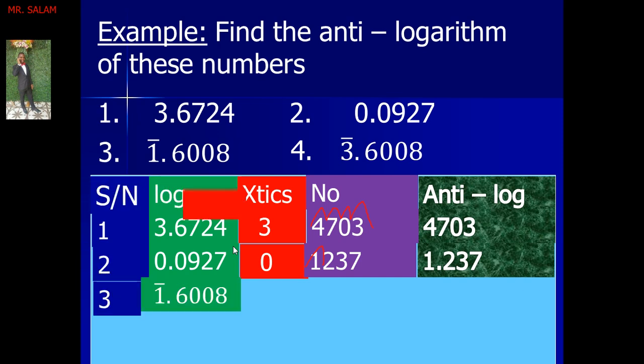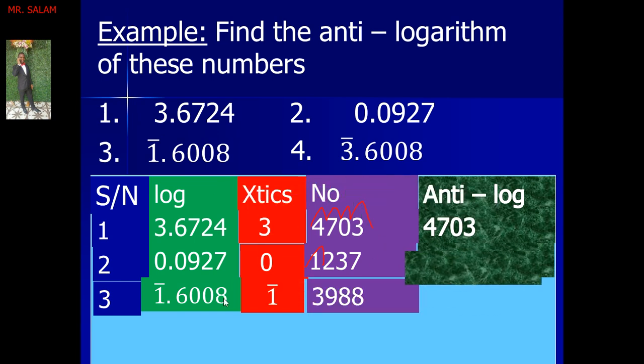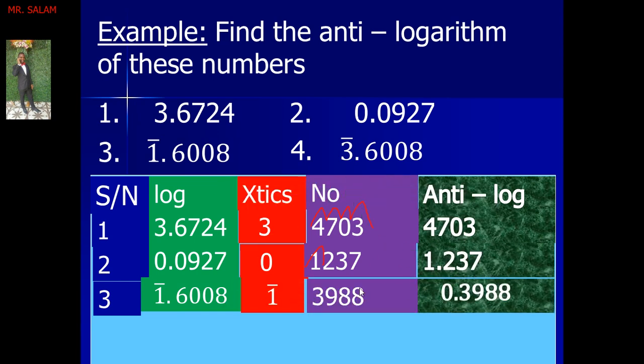Number 3. The characteristic of number 3 is bar 1. Don't forget bar 1 is the same thing as -1. So first, let's find the antilogarithm of 60 under 0, difference 8. That will give us 3988. So our final answer will be, since the characteristic is bar 1, -1 plus 1 will give us 0.